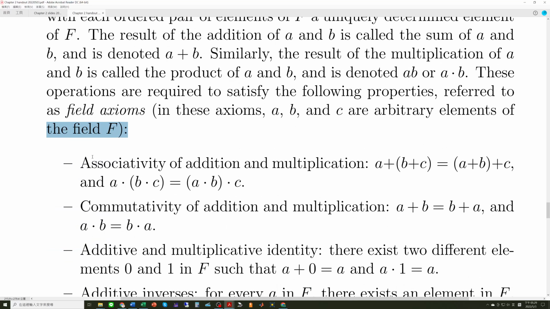So the following are 6 field axioms. The first one is called the associativity of addition and multiplication. It says that if you want to compute A plus B plus C, then you can compute B plus C first, and then compute A plus parentheses B plus C. Or you can also compute A plus B first, then compute parentheses A plus B plus C. The two expressions are equal to each other.